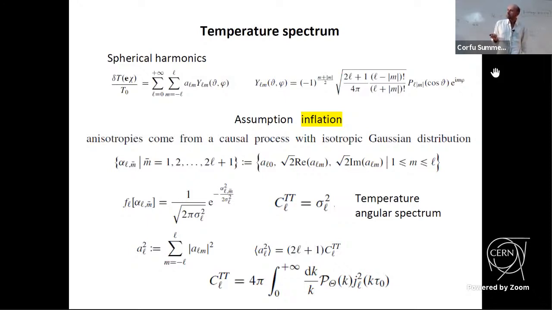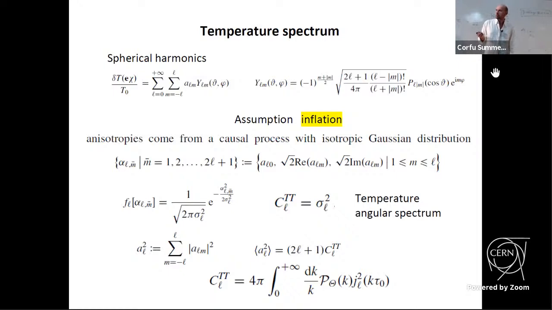Anyway, it turns out that the temperature angular spectrum is related to the primordial spectrum by this integration over the comoving momentum, where j is a spherical Bessel function. And in this part of the topic, we see many formulas without a derivation. That's because this subject is quite complex, and we don't have time to derive all the formulae.